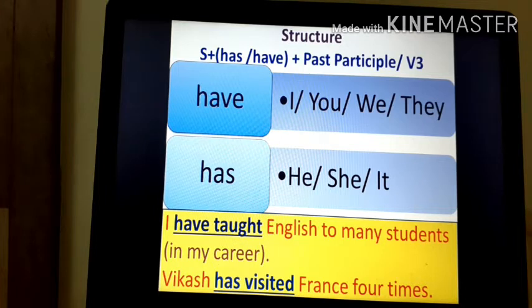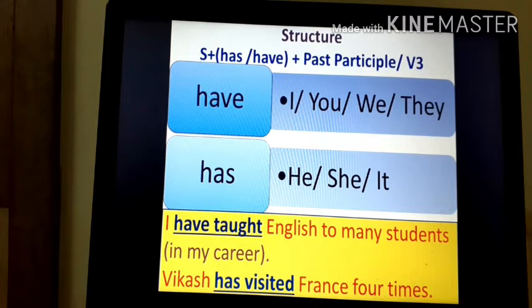As you can see in the example, I have taught English to many students. Here, have taught is present perfect tense. Vikas has visited France 4 times. Has visited is present perfect tense. In these two sentences, we are basically talking about experiences.